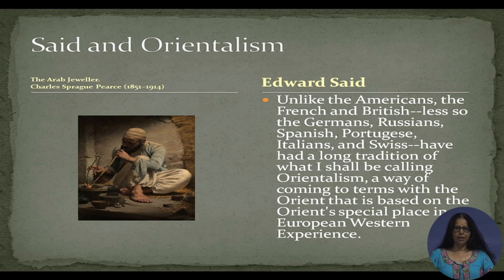Now, the most dominating, the most influential understanding of Orientalism has been given by the scholar Edward Said, who defines it in this manner. He says that the French and British, less so the Germans, Russians, Spanish, Portuguese, Italians and Swiss, have had a long tradition of what I shall be calling Orientalism, a way of coming to terms with the Orient that's based on the Orient's special place in European Western experience. So, an idea of the Orient based on its place in European Western experience produced Orientalism.